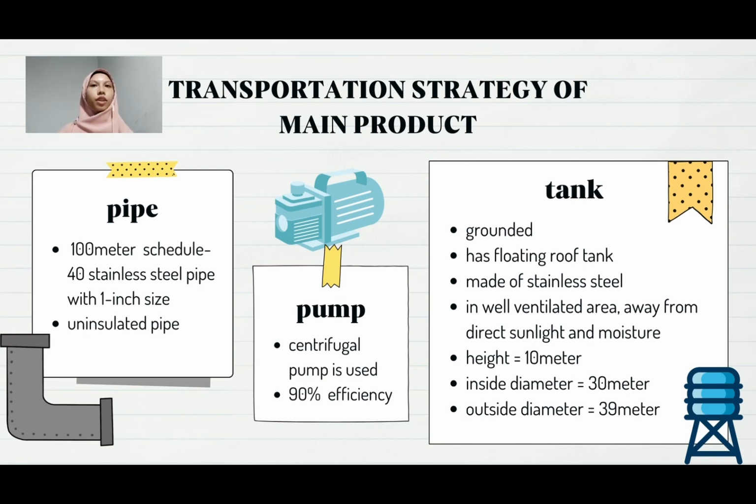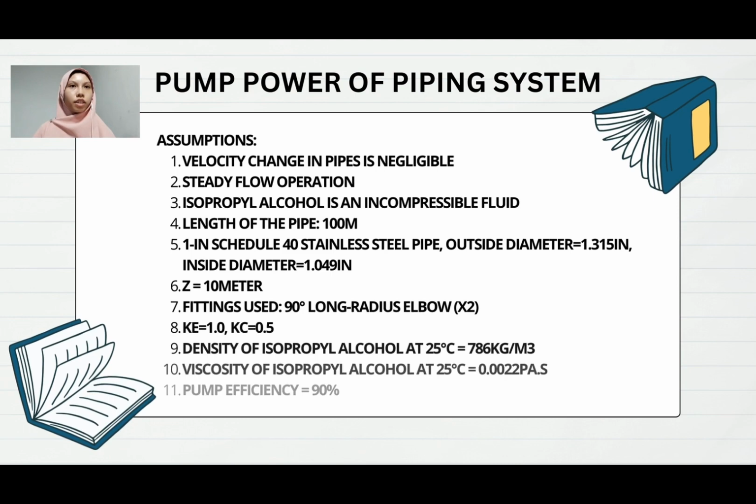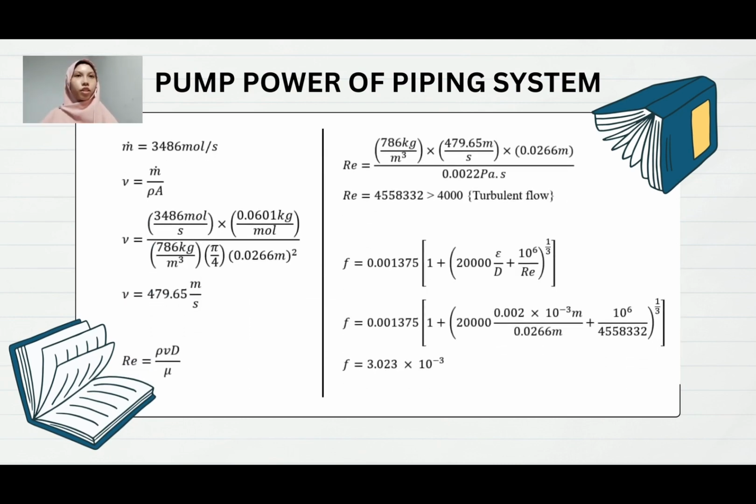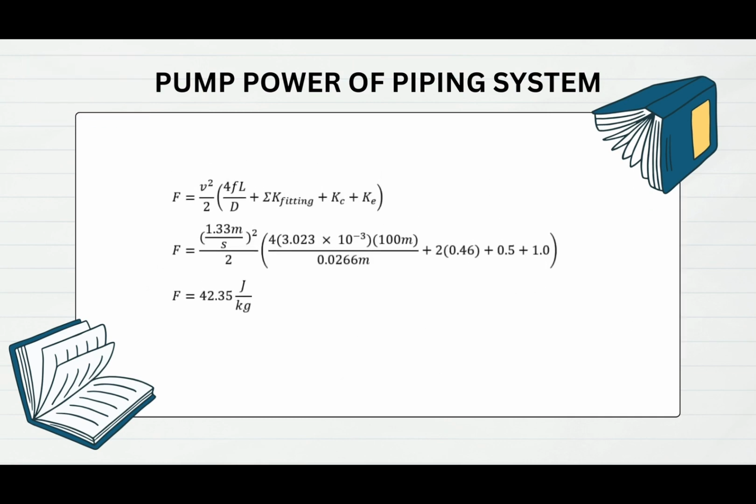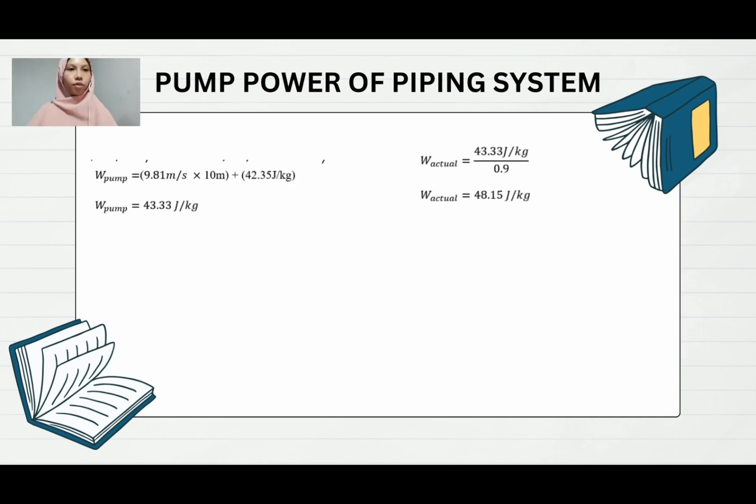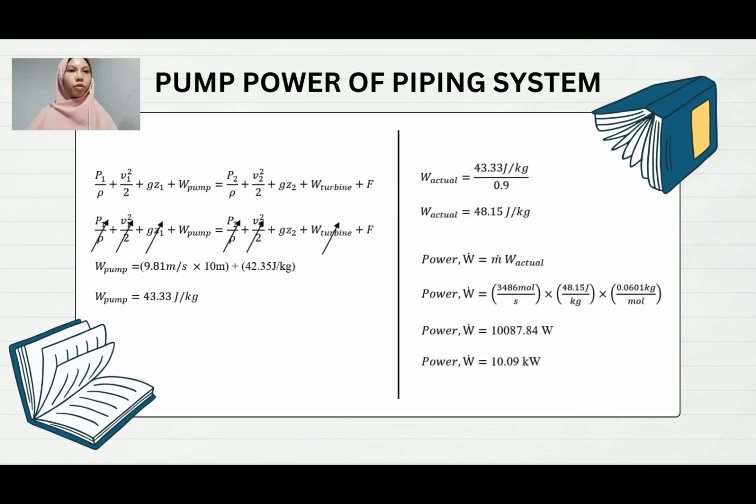The height of the tank is fixed to be 10 meters, while the inside diameter of the storage tank is assumed to be 30 meters and the outside diameter 39 meters. This is to withstand the high pressure due to flowing fluid. To estimate the pump power, these are the assumptions used in the calculations. So this is the calculation to estimate the pump power of the piping system. After some calculation, the estimated power of the pump is 10.09 kW.